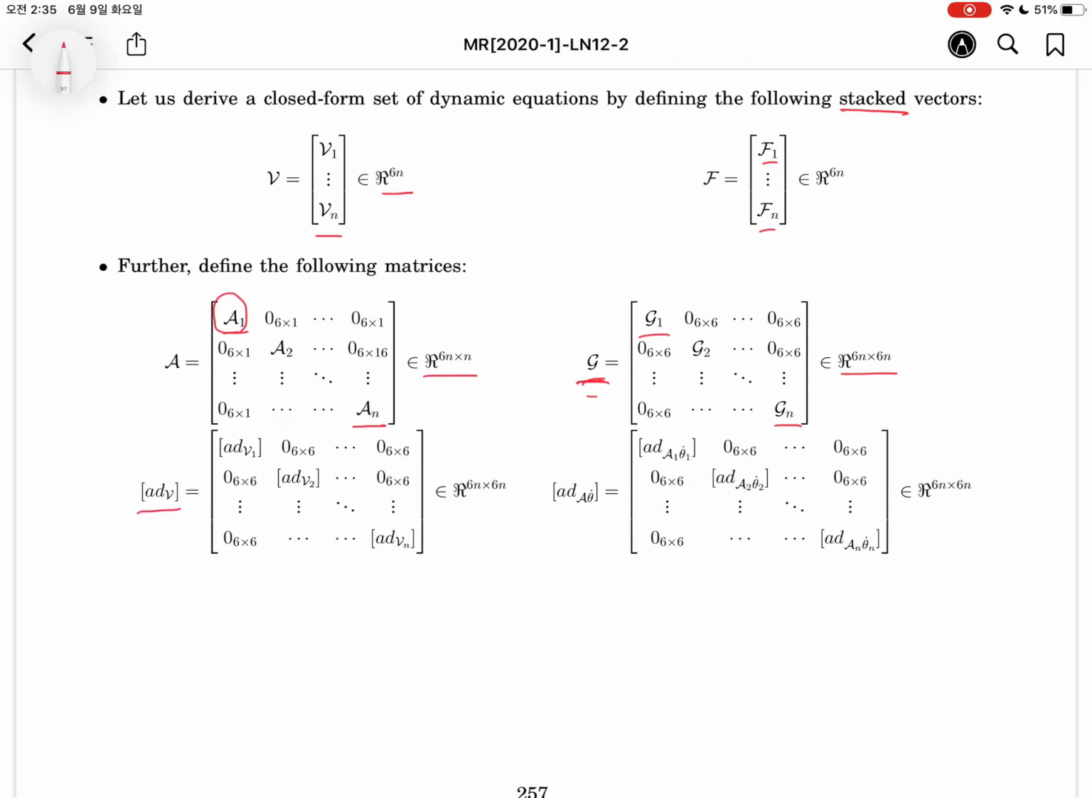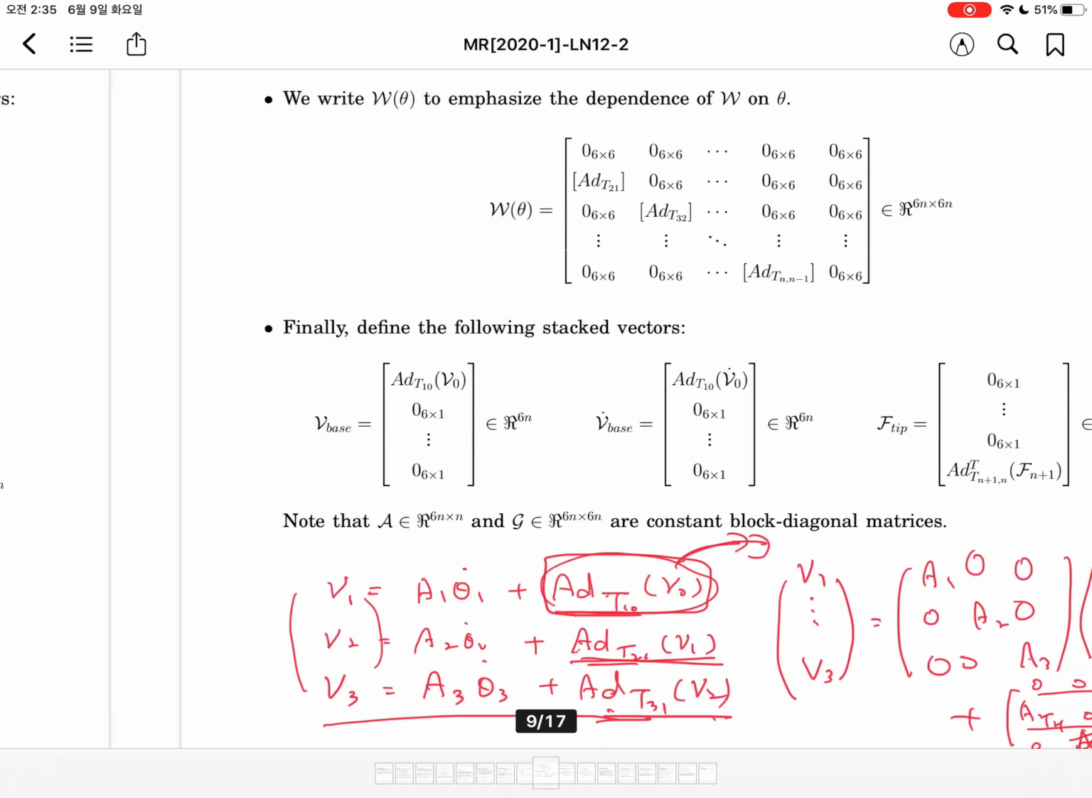And the Lie bracket of the small joint V can be stacked in a diagonal matrix. Okay? And then the joint theta dot is stacked. Okay, one more.